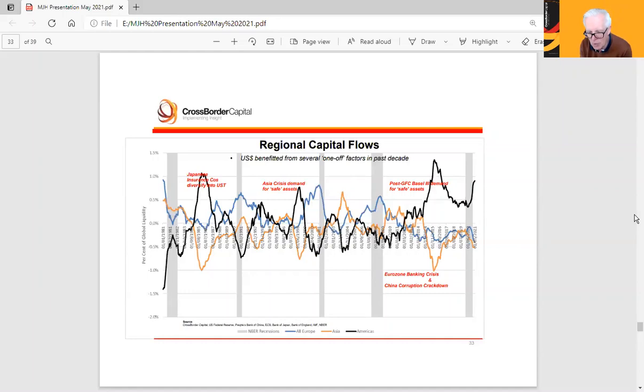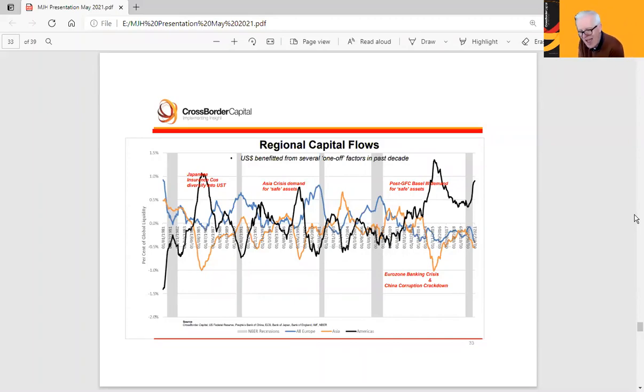And then the latest one, following the global financial crisis, was really driven by 3 factors. One is Basel III and the increased demand for safe assets by banks and insurance companies. The second factor was the euro banking crisis from 2010 to 12, which forced a lot of people out of the euro back into the dollar. And the third of those was the China corruption crackdown in 2015, 2016, which basically caused a lot of money to flee into dollar assets.